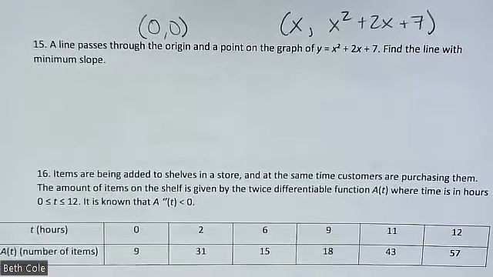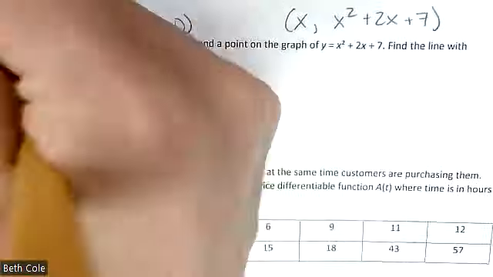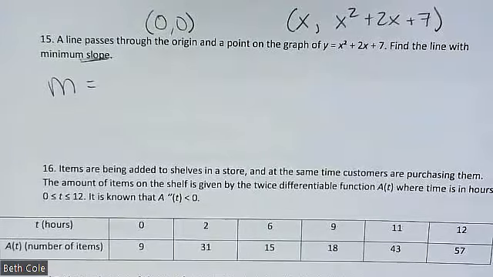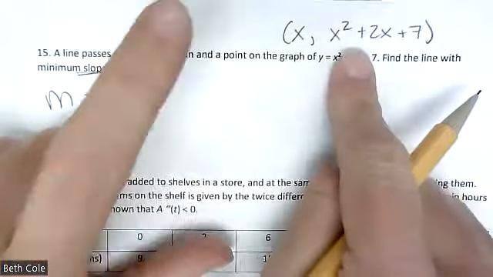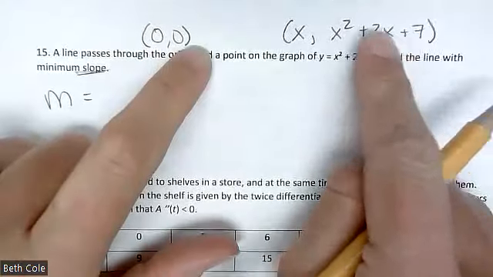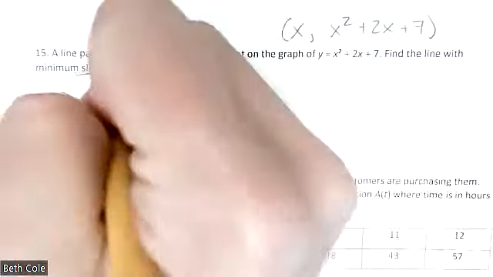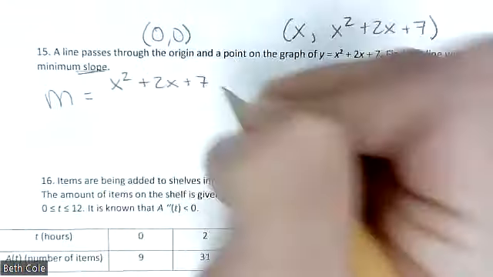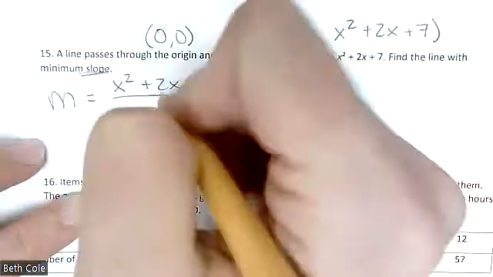All right. Find the line with the minimum slope. That means you need to write an equation for slope. I would use m for slope just because typically that's what we use. If you slope these 2 points, y2 minus y1, that's going to be this stuff minus 0, which would just be that stuff, over x minus 0, which is just x.